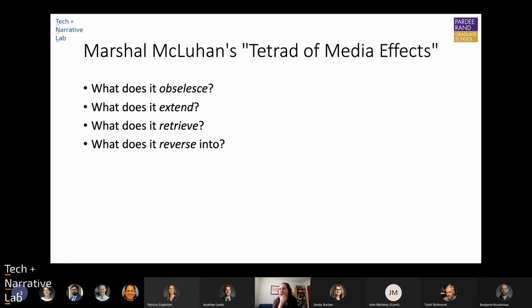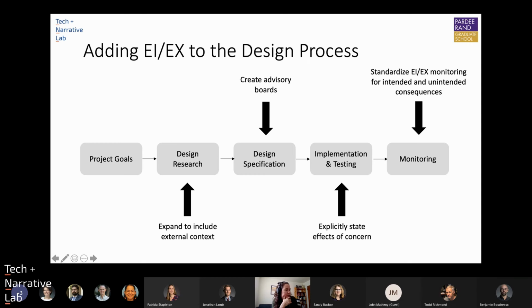Yeah, and I think that's really related to a lot of the technology foresight, speculative design type of thinking as well. Thanks, Jonathan. So let's go to the next slide. This is just an example and certainly not exhaustive, but I wanted to show a little bit of how we were thinking about the current technology design process with these gray rectangles, and then where we might add EIEX into that technology design process.